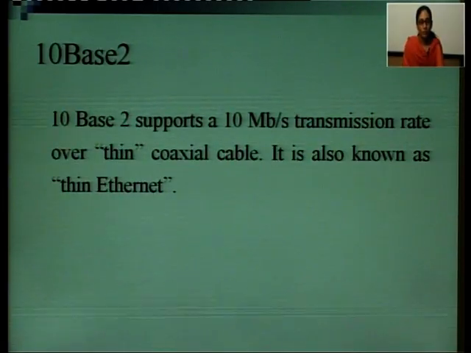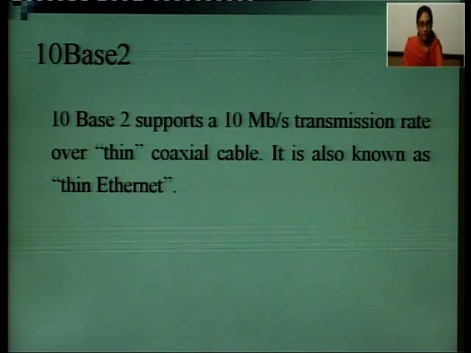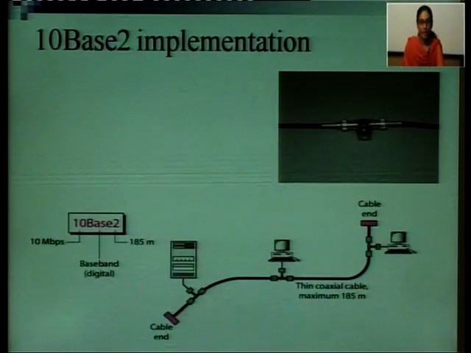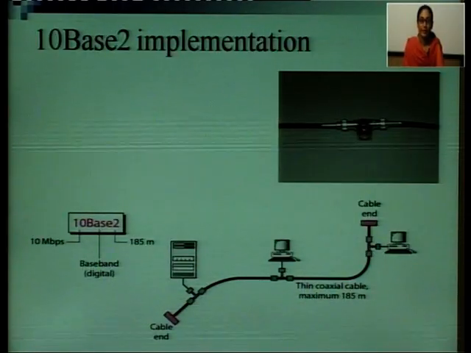Next, second is the 10Base2. 10Base2 supports the 10 Mbps transmission rate over thin coaxial cable. It is also known as thin Ethernet. So in 10Base2 this type of cable is used. In 10Base2, 10 is the data transmission rate, that is 10 Mbps. Base, as we know, means the baseband or digital type of signal. And 2 means the approximate maximum length is 185 meters.